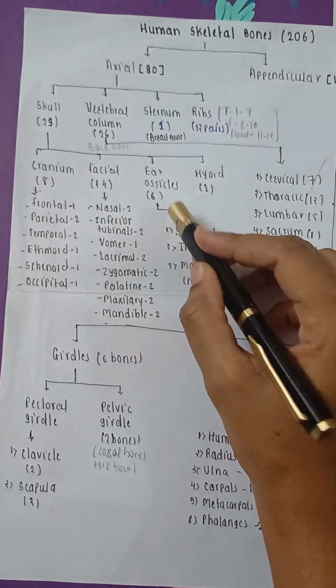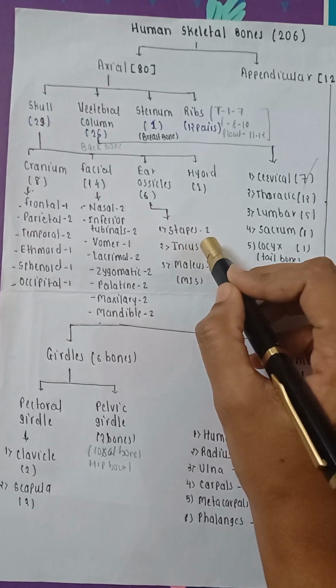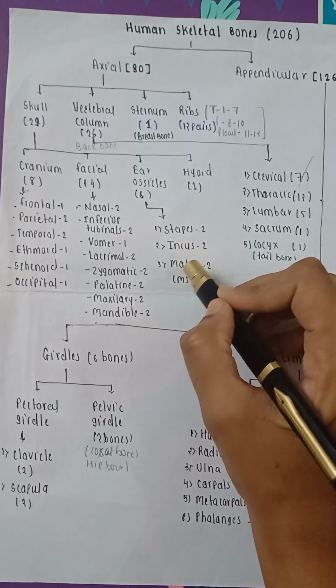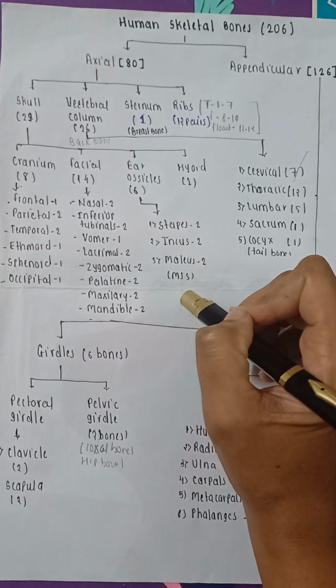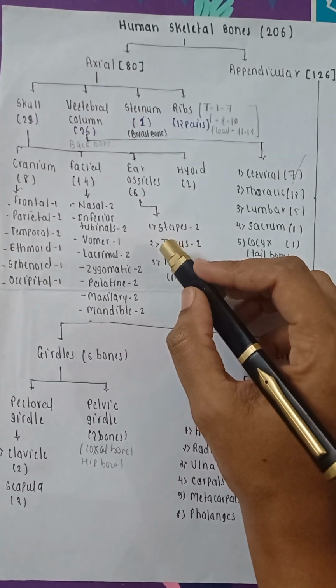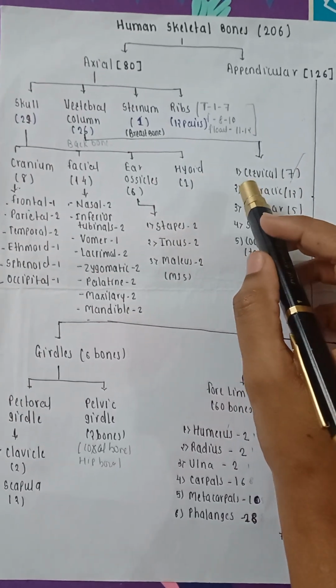The next is the ear ossicles. 6 are ear ossicles. First is the stapes, 2 stapes, incus, 2 incus, and 2 malleus. The short form is MIS. In the human body, stapes is the smallest bone. The next one is the hyoid, which is single.